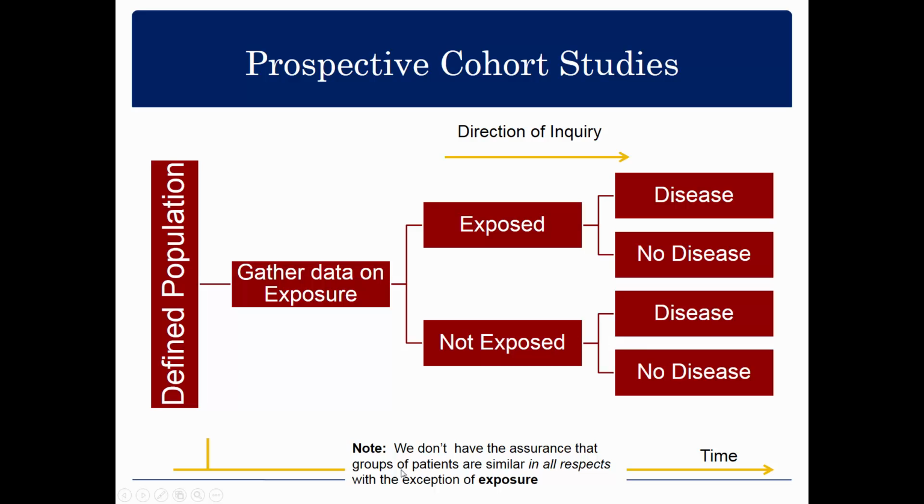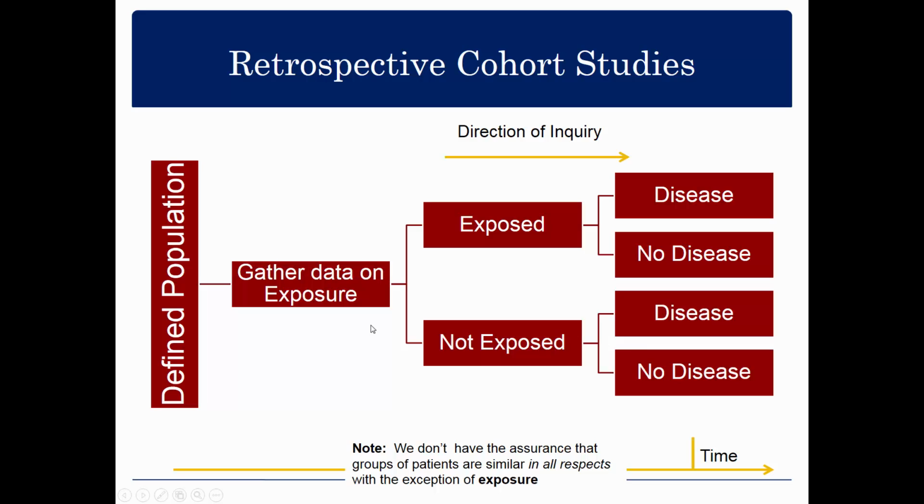So we don't have the assurance that the groups of patients are similar in all respects, with the exception of exposure, like we would in a randomized controlled trial. That's the limitation here. In a retrospective cohort study, it looks the same, except now we're not observing things as they happen. We have to go back and gather the data that's already been generated, either through the medical record or patient recollection. So we still have the same issues we had before. We don't have the assurance that they're the same in those two groups. But then we have the additional problem of recollection that could be compounding the issues.